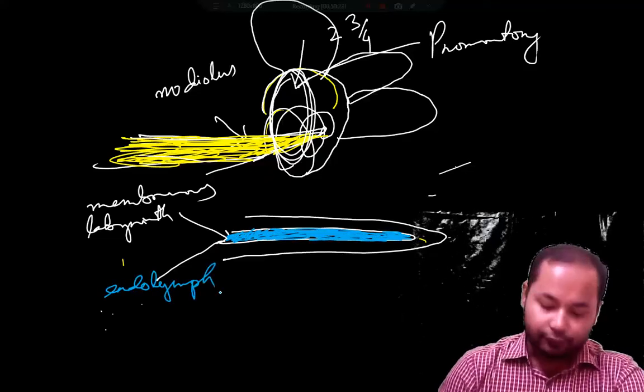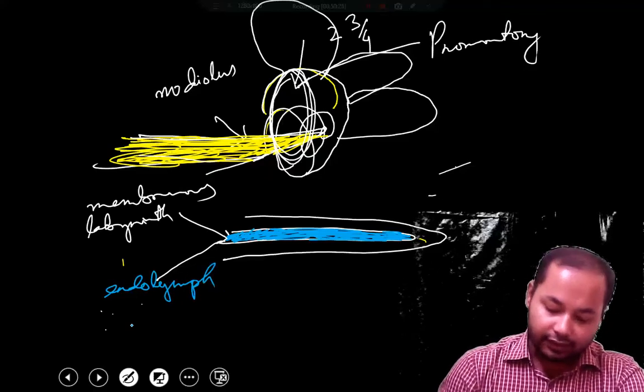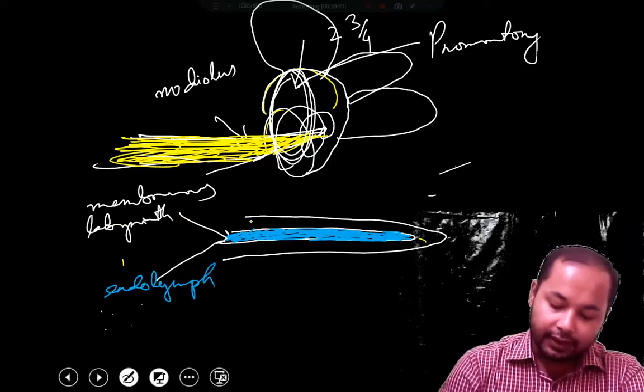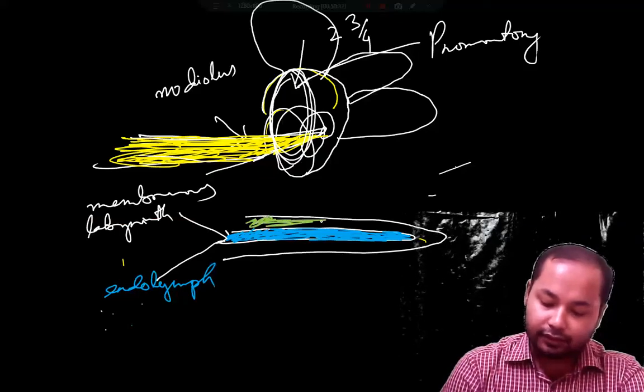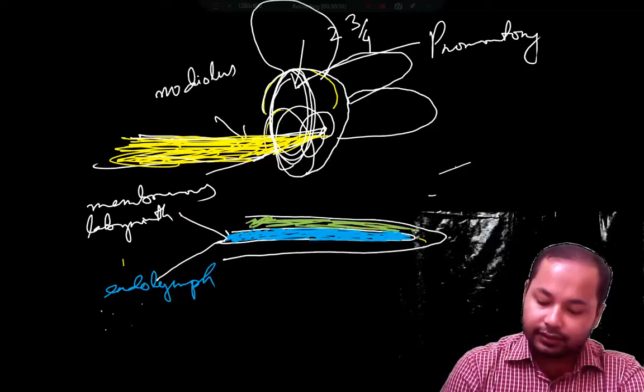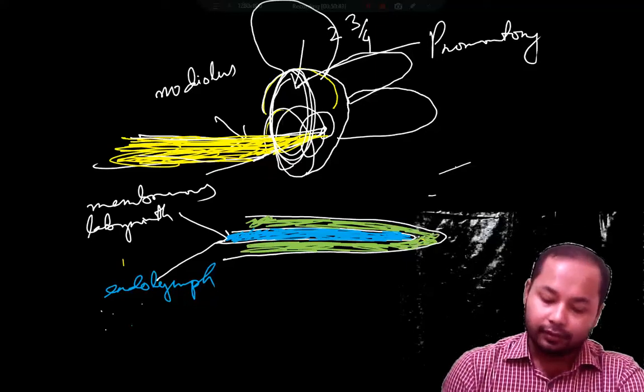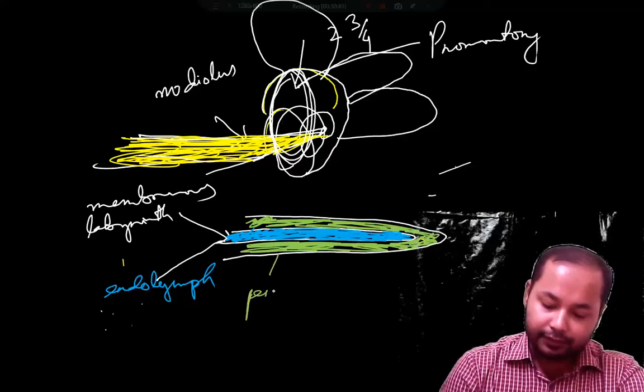And the fluid which is present on the outside of the membrane, this fluid present on the outside is called the perilymph. Both of them are communicating. So this is called the perilymph.